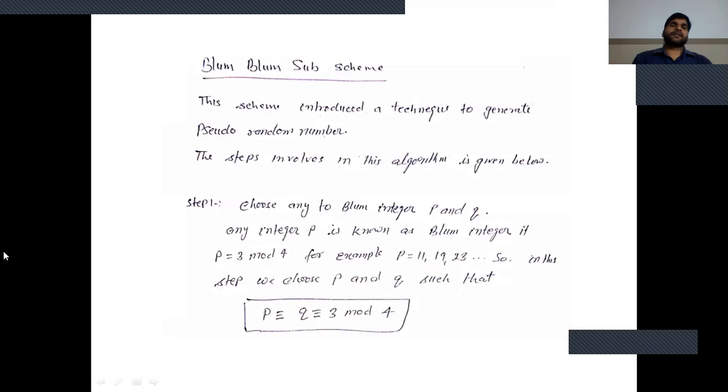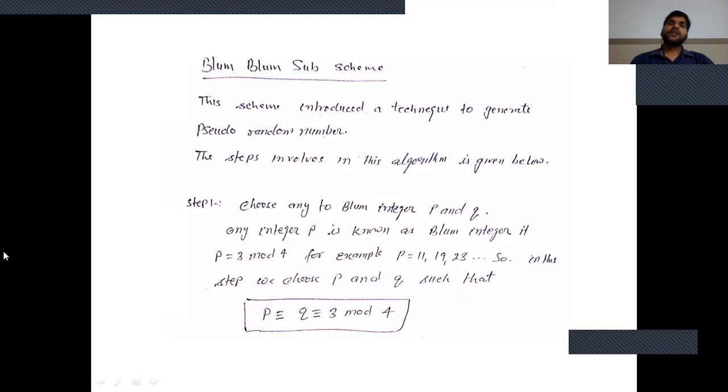Next topic we discuss here is the Blum Blum Shub scheme. This scheme introduced a technique to generate pseudo-random numbers. The following are the steps of the Blum Blum Shub scheme. The steps involved in this algorithm are given below.